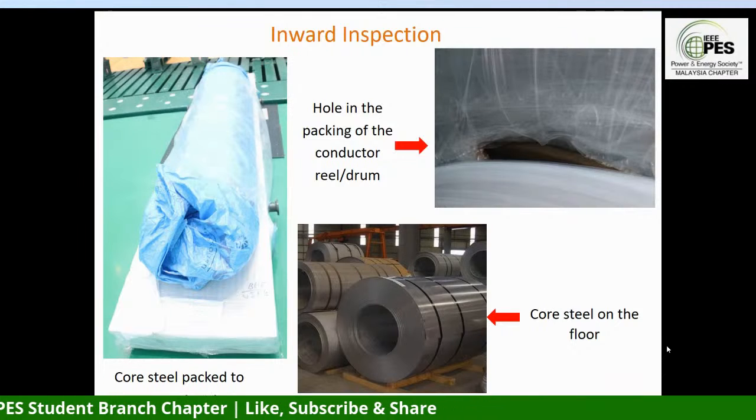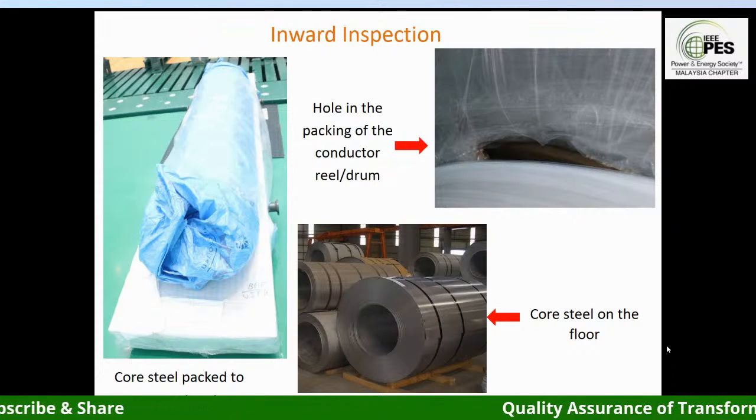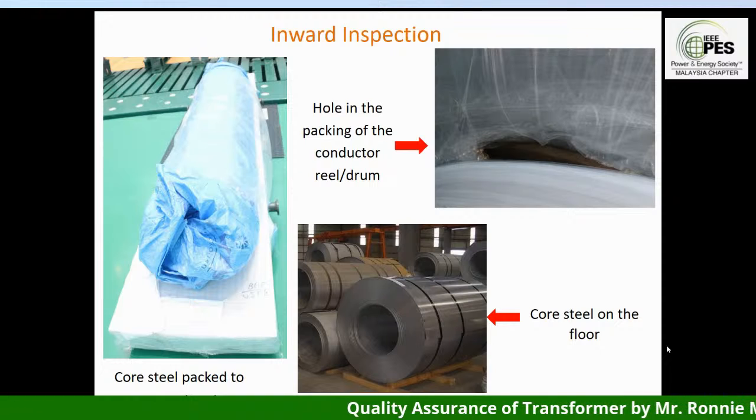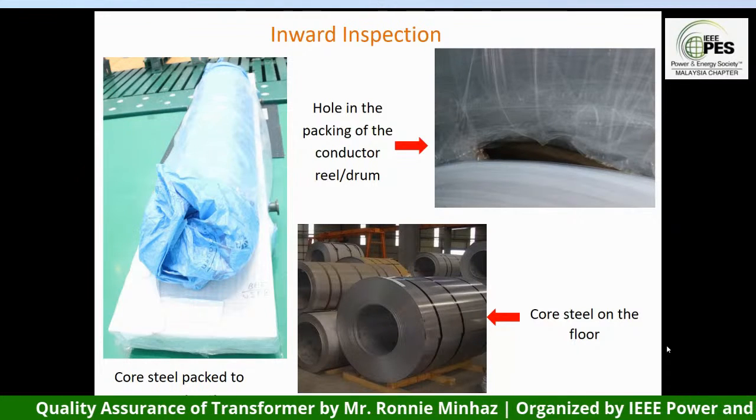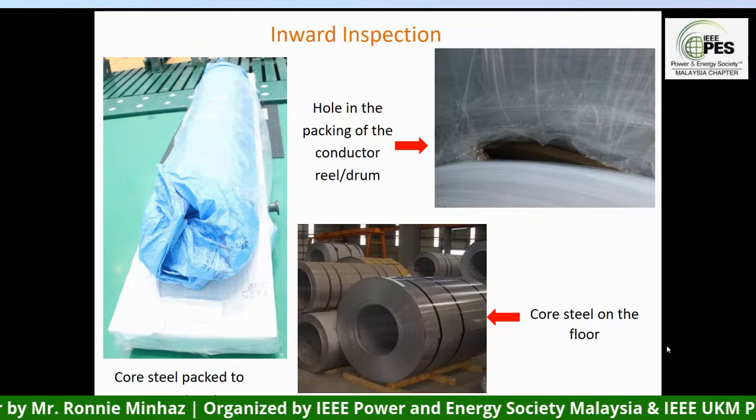Let's say in the left picture, you see this blue wrap. What is inside this blue wrap? Inside this blue wrap is nothing but pre-cut steel. Not only pre-cut steel, the steel is oil soaked. Now the question is, why is the pre-cut steel oil soaked and wrapped like this?